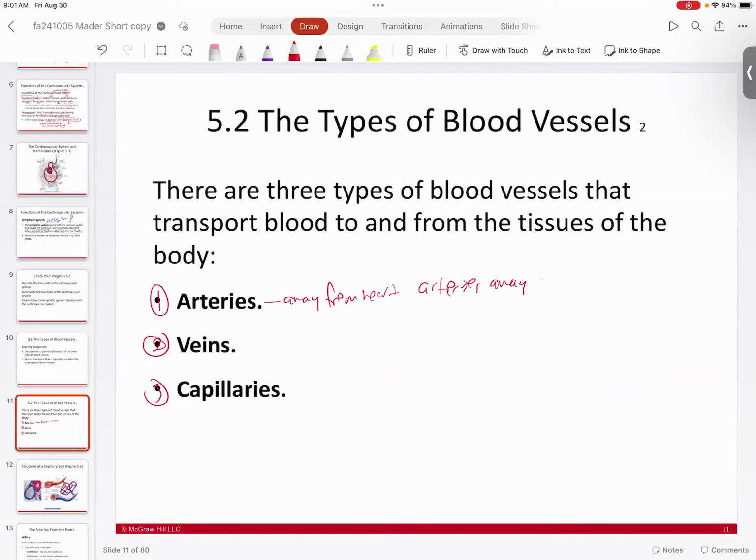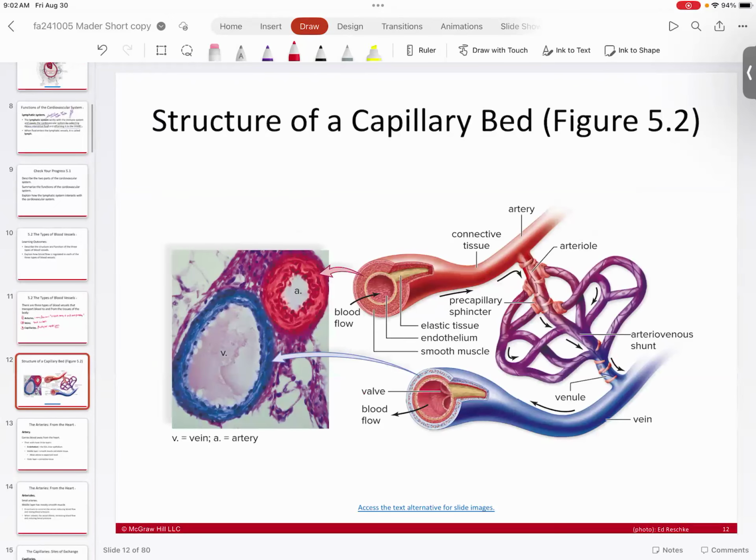Arteries away, and you'll never go astray. So regardless of the color or how much oxygen is in them, arteries are always going away from the heart. Veins are always going toward the heart. And capillaries are kind of like the physiological drop-off point between the tissues and the blood. So that's kind of what it looks like.